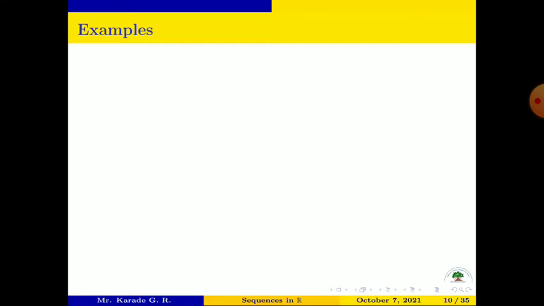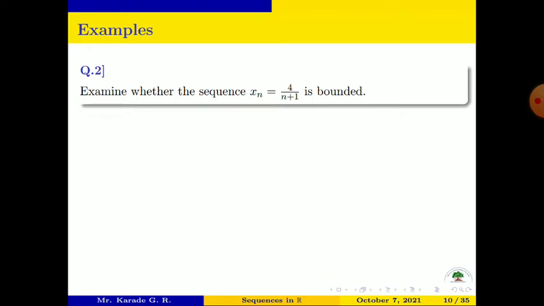Let us take the next example. Example number 2. Examine whether the sequence xn is equal to 4 upon n plus 1 is bounded. So let us again try to show this sequence is a bounded sequence.